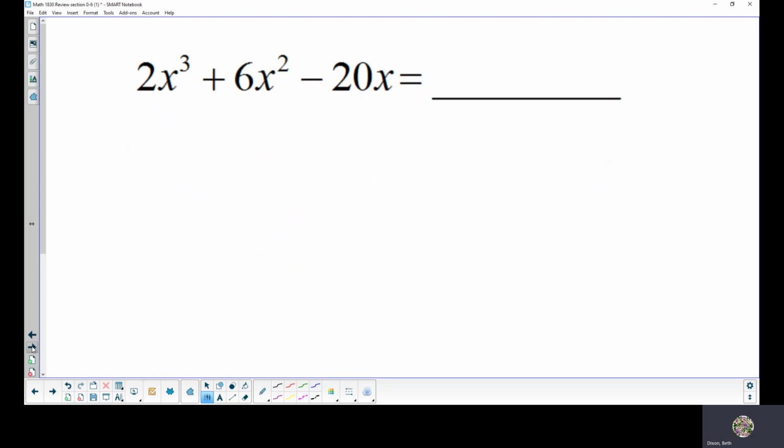My next problem is 2x to the third plus 6x squared minus 20x. This one has a 2 that's common as well as an x that's common. 2x goes into 2x to the third and leaves me x squared. 2x goes into 6x squared and gives me 3x, and 2x goes into 20x and leaves me 10. So I have 2x times x squared plus 3x minus 10.